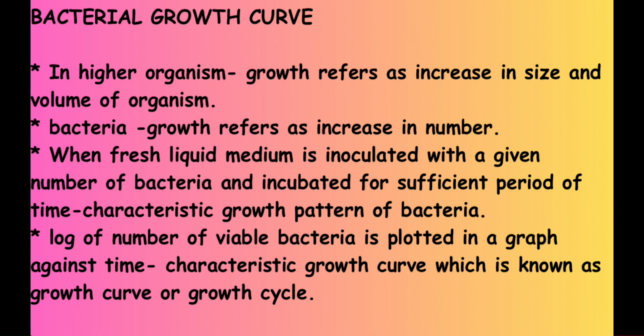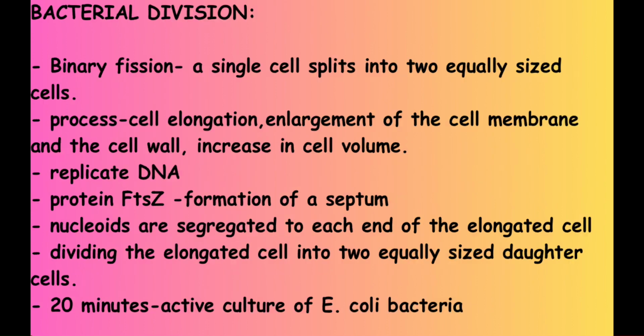of bacteria. Now, a fresh liquid medium is taken and we inoculate it with a given number of bacteria and then incubate it for a sufficient period of time. So it will give us a characteristic growth pattern of the bacteria. We can measure the bacterial population periodically and then plot the log of the number of viable bacteria against time in a graph. And this will give us a characteristic curve which is known as the growth curve or growth cycle.